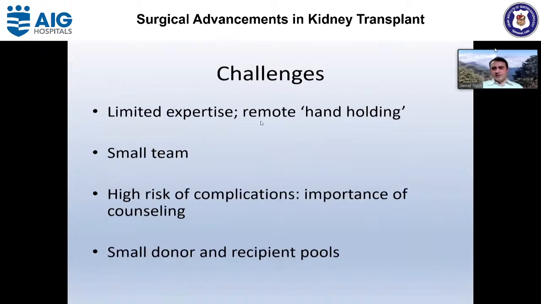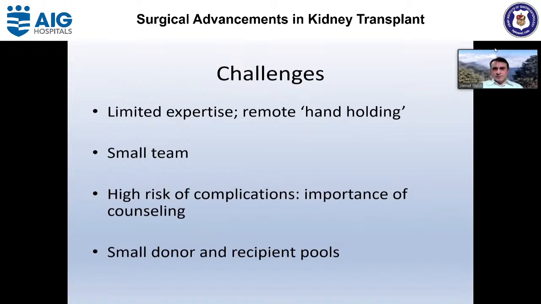So the challenges that we faced, one is that we had limited expertise. Our mentors in the UK did help us remotely, but it's not the same as having trainers on hand. We had a small team, and this leads to fatigue and difficult decision making. It's always good to have a friend. Although Dr. Bipin, when he was with us, he was of great help.